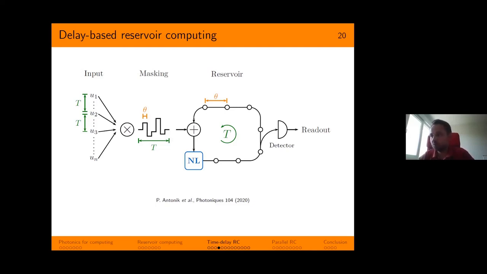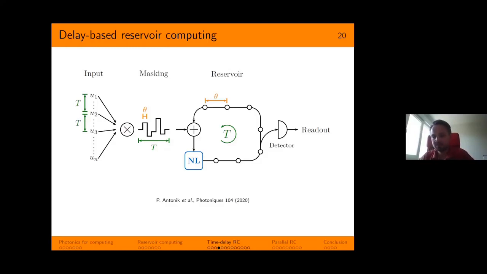To solve this issue, we will apply a masking procedure. We will multiply the input here that is held constant during the time big T by a masking signal, which will be periodic of period big T. So that this way, each neuron will get a value of the mask. It's like applying the input weights, but here it's in a temporal way. And each neuron will get the same input signal, but multiplied by a different value of the mask. So each neuron will exhibit different dynamics.